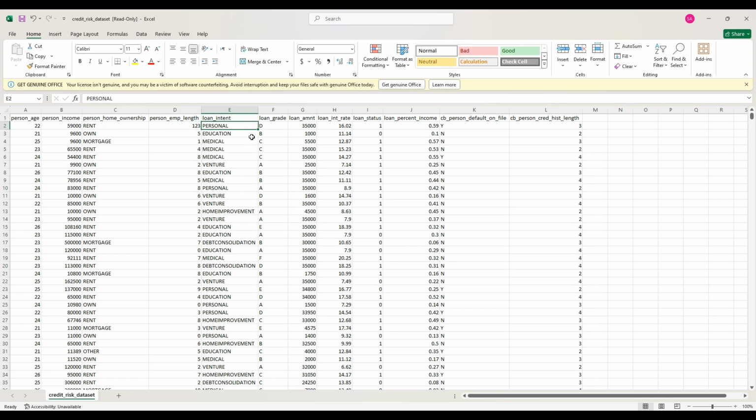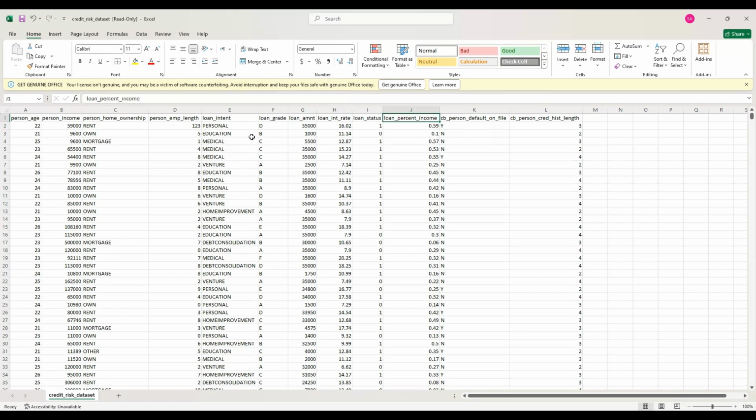And then we have the loan intent, which is basically what the person is borrowing for. It also seems to be a categorical column. The loan grade, the loan amount, the loan interest rate, which I'm assuming relates to the loan grade, but we will see how much they correlate in our examination. And then we have the loan status. This is just a Boolean column, whether or not it has been approved, so 1 or 0.